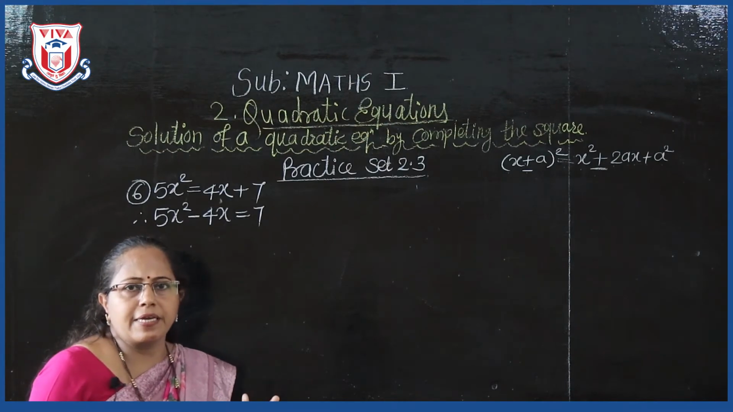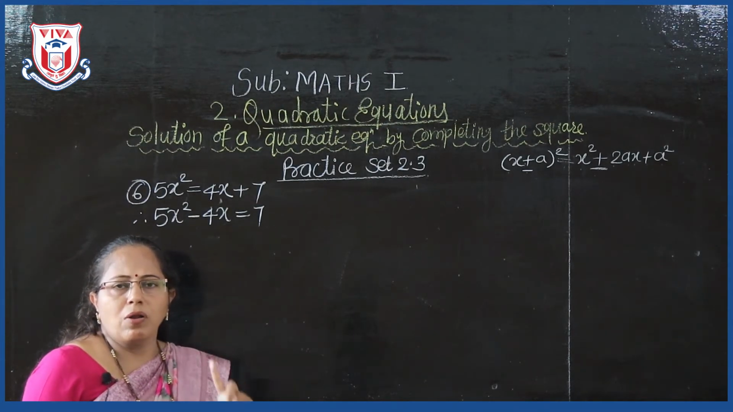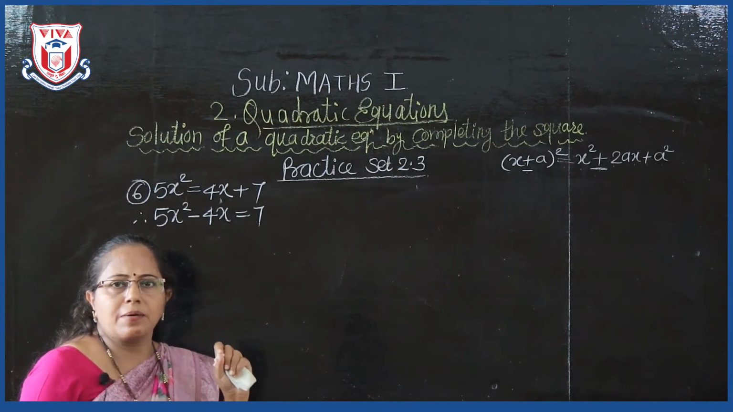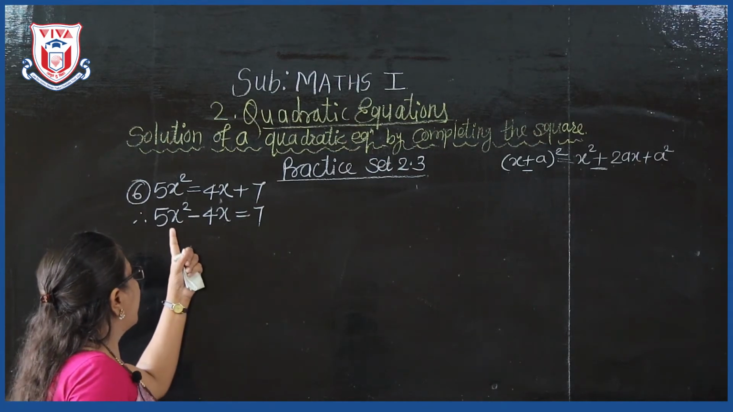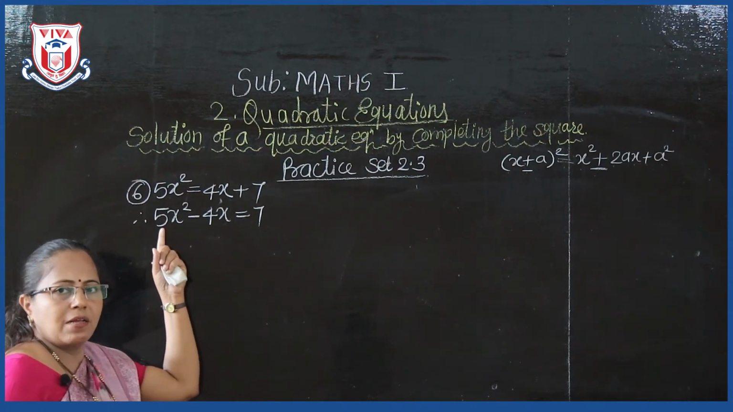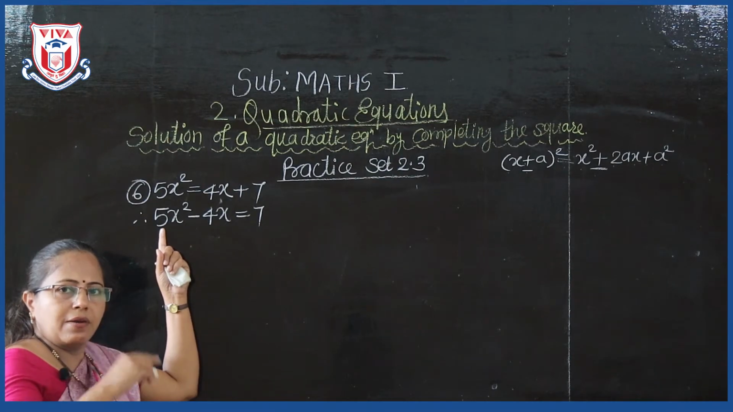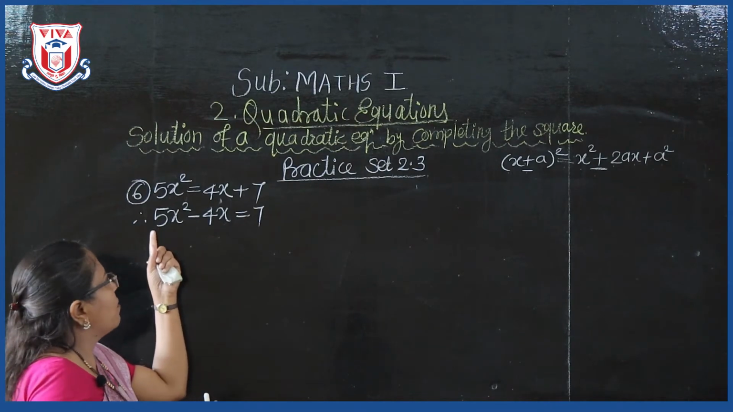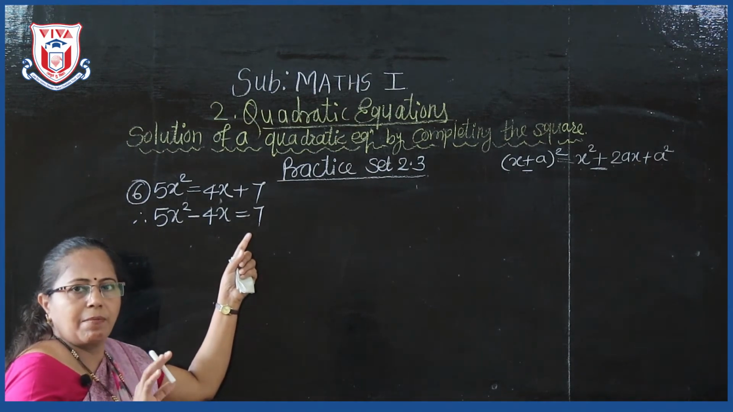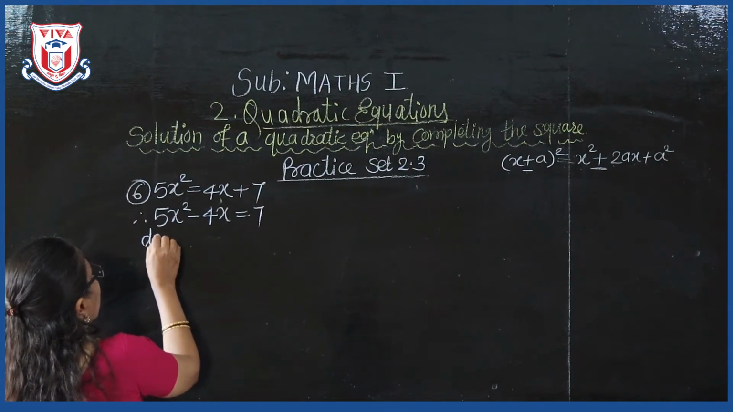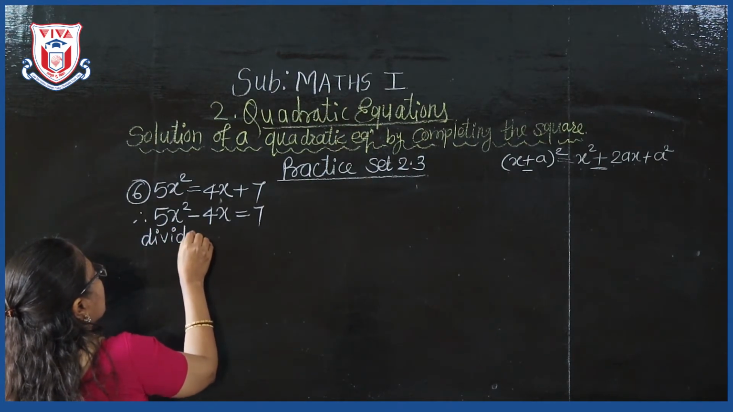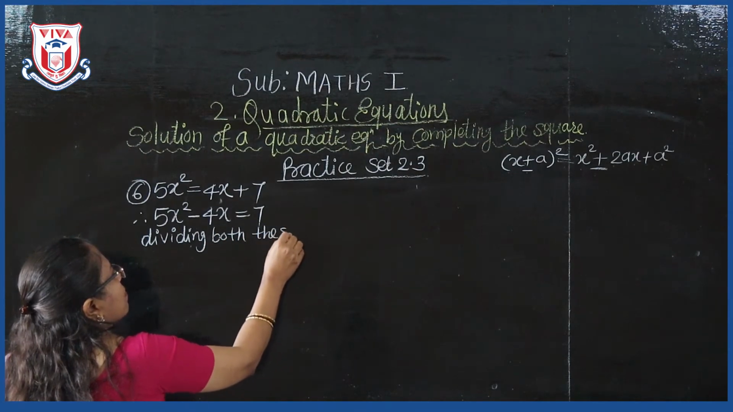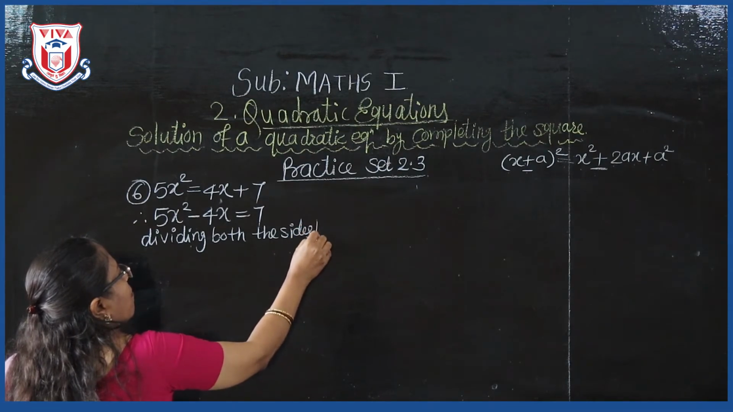Second important point is, the square term always has coefficient 1. The coefficient of the square term must be 1. But here the coefficient of the x square term is 5. So to convert it into 1, we have to divide by 5. So we will divide both the sides of this equation by 5. Dividing both the sides by 5.